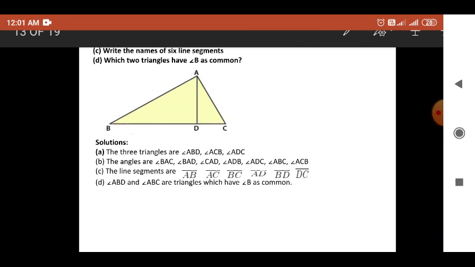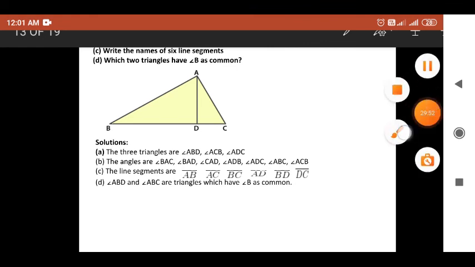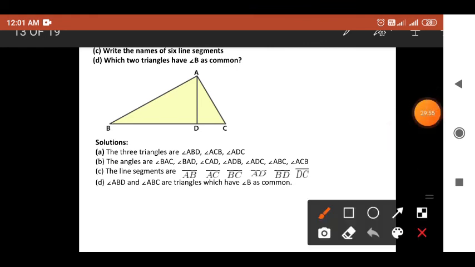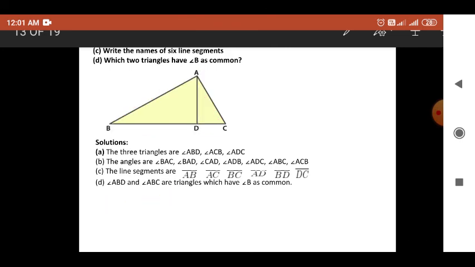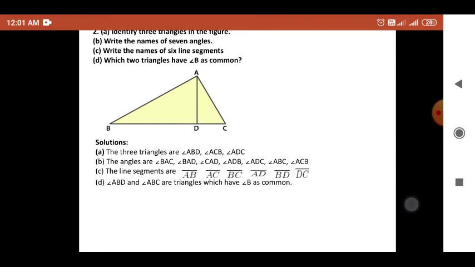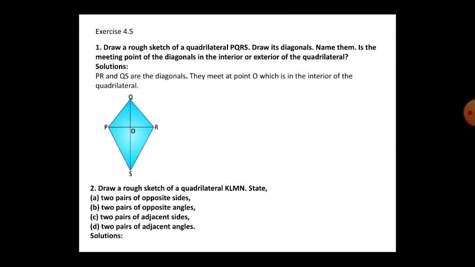And which two triangles have B as common? See here, triangle ABC and triangle ABD. So triangle ABD and triangle ABC have B as a common point. By seeing that figure, you have to answer.